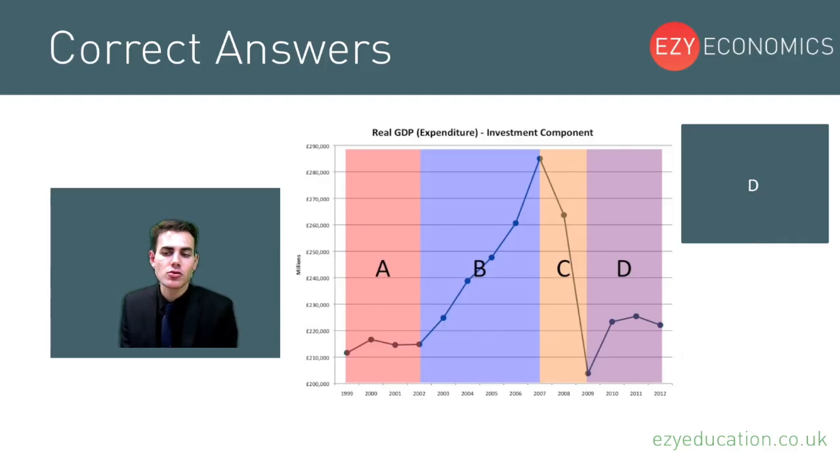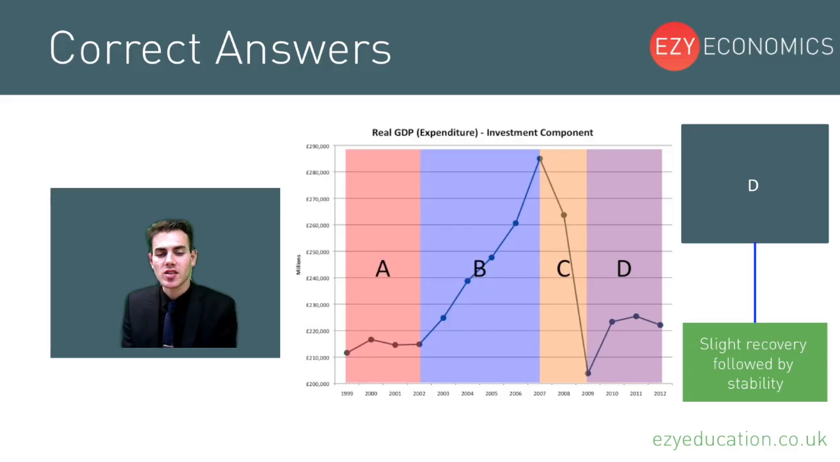And then the best description for period D is that there was a slight recovery followed by stability. You can see that from the start of period D, it recovers from its trough, which is its lowest value, which was left at the end of period C. It had recovered, but then it started to dip again and maintain similar stability patterns that we saw in period A of the graph. So those are the correct descriptions for the appropriate periods of this graph.